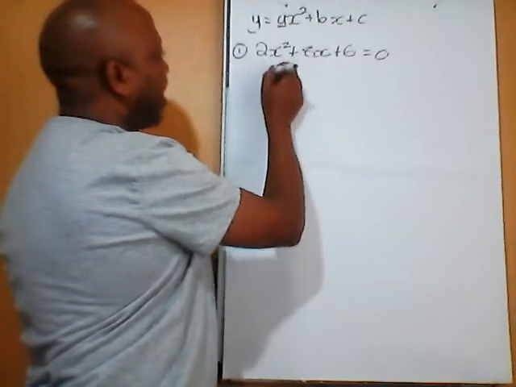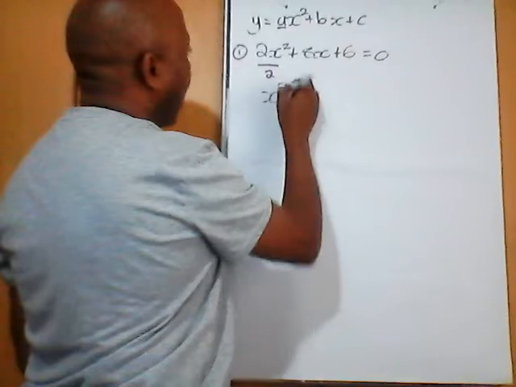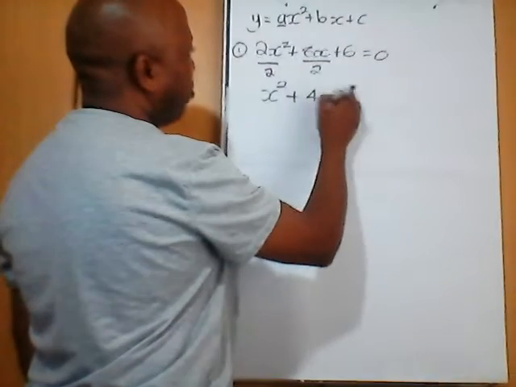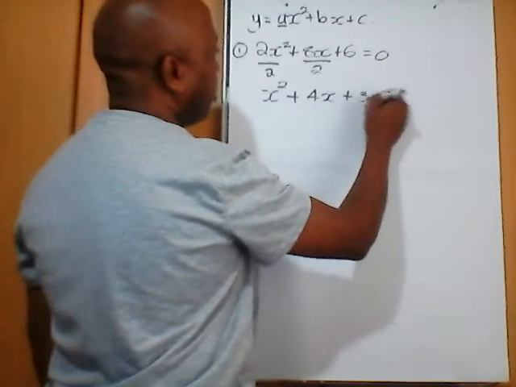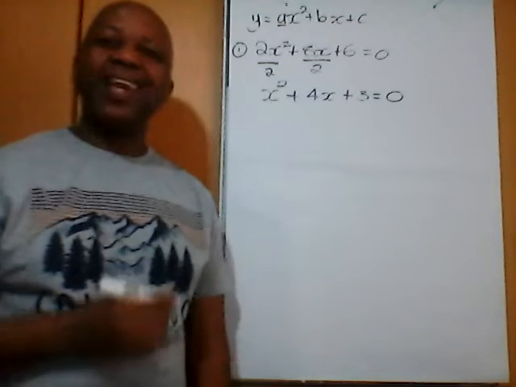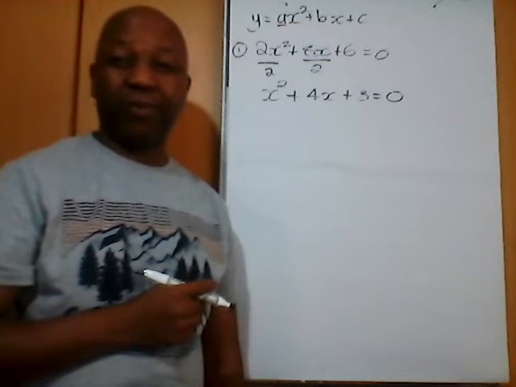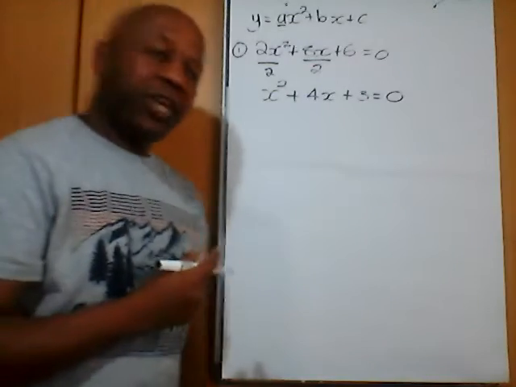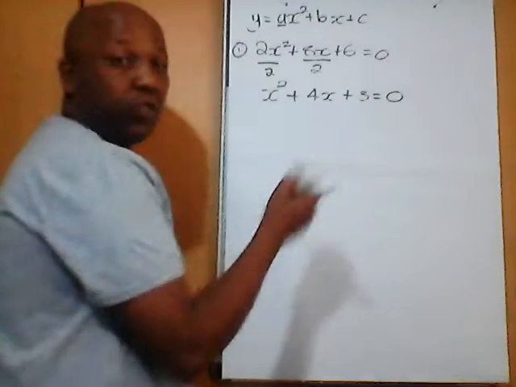2x squared divided by 2 is just x squared. 8x divided by 2 is 4x. 6 divided by 2 is 3. So now we have a nicer equation to factorize than that first horrible equation that we didn't even know where to start with. Then we can apply our factorization methods as we used in the previous lesson.